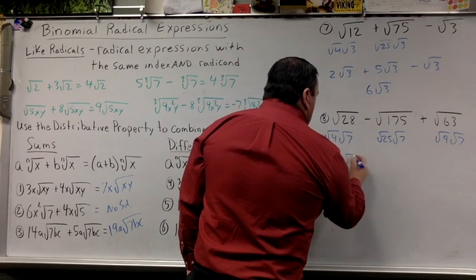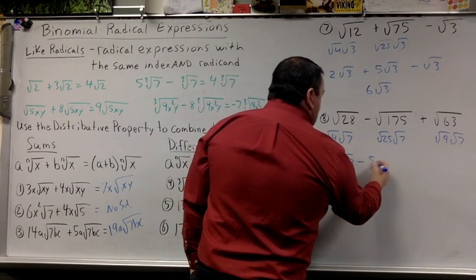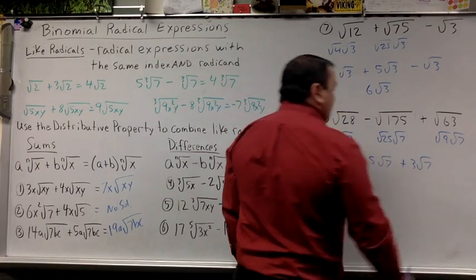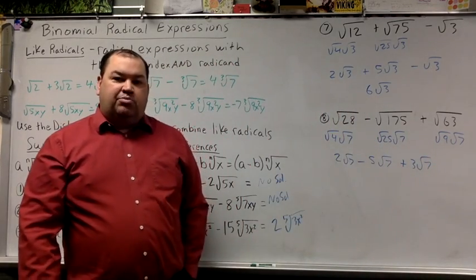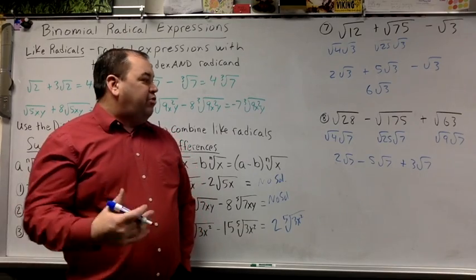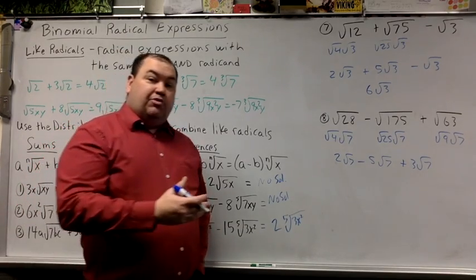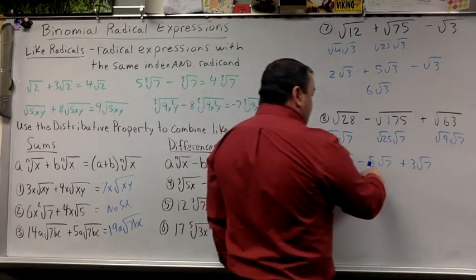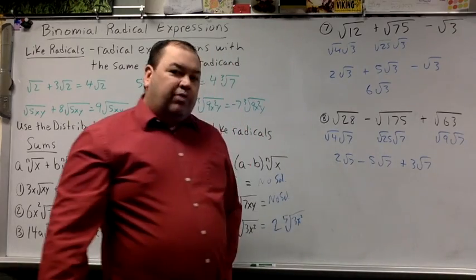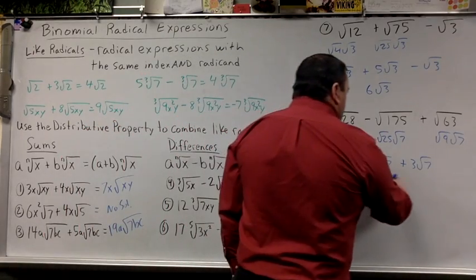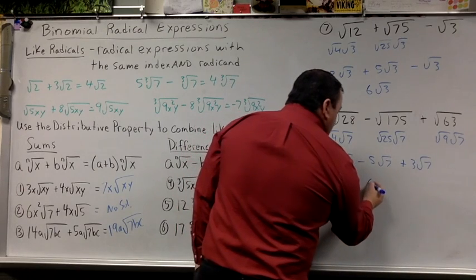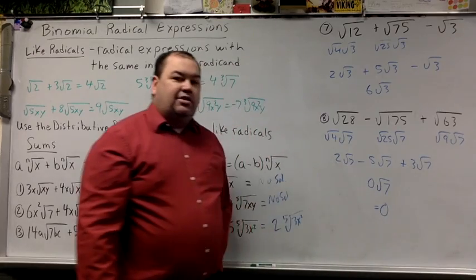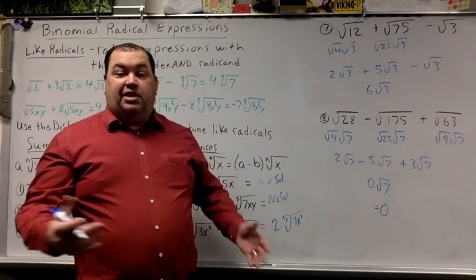So I've got a 2 square root of 7 minus a 5 square root of 7 plus a 3 square root of 7. So just by doing a little simplifying of my radicals, which we've been practicing, now I can simplify this because they are all like terms. 2 minus 5, that's negative 3. And negative 3 plus 3, that's 0. So technically my answer is this, but I don't even need the square root of 7 because 0 times anything is just 0.